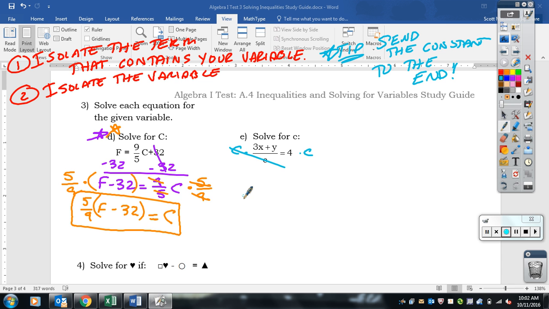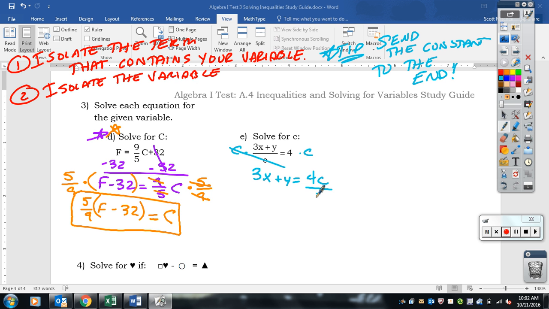So I've divided by c, and that cancels. 3x plus y equals 4c. Well, at least c is no longer in the denominator of the fraction. It's now a numerator. But now if you look, I've actually done step 1: isolate the term that contains my variable. Now c is by itself on the right side. This is one term. Yes, it's being held together with a 4, but I've isolated that term.